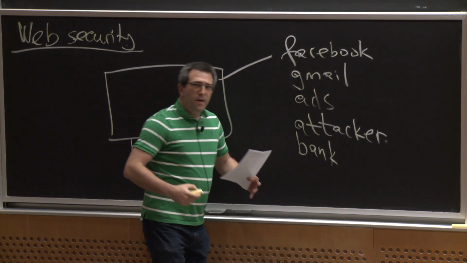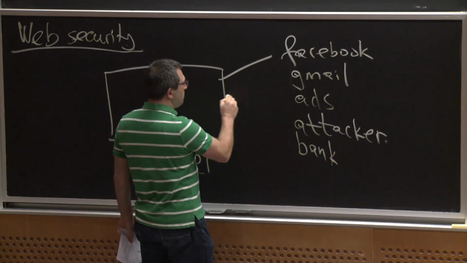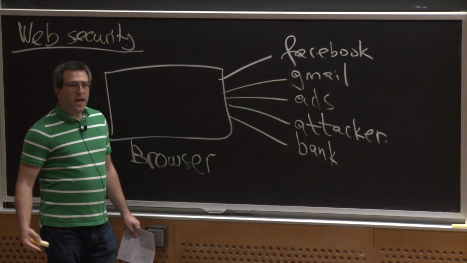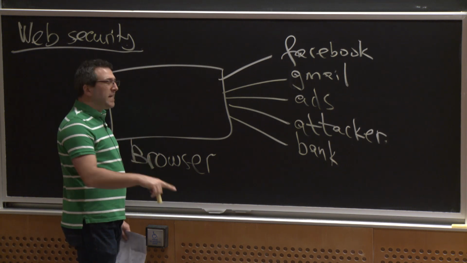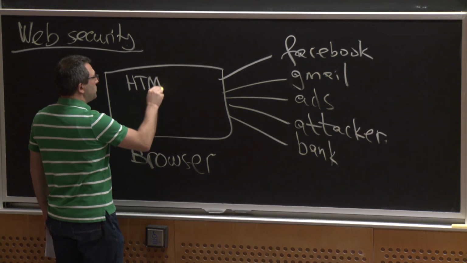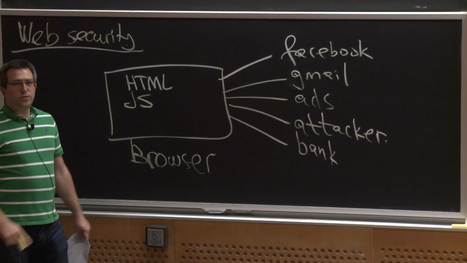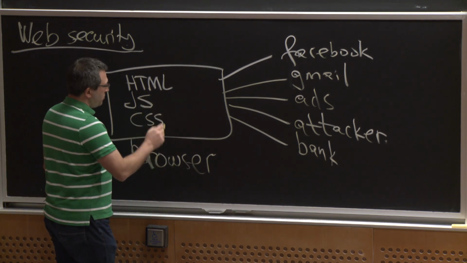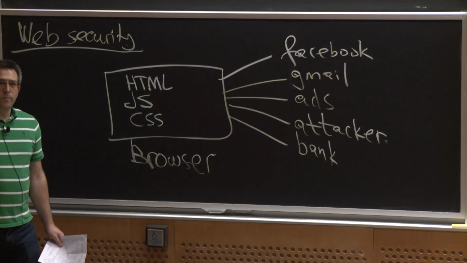And the crux of the problem we're going to be trying to talk about today is the fact that the same browser is talking to all of these entities over the network, and there's a lot of stuff running in this browser mixed up from all these different sources. So there's HTML in your browser from all these sites. There's JavaScript code running in your browser from all these different sites. There's CSS, maybe there's Flash, Java, all kinds of complications.